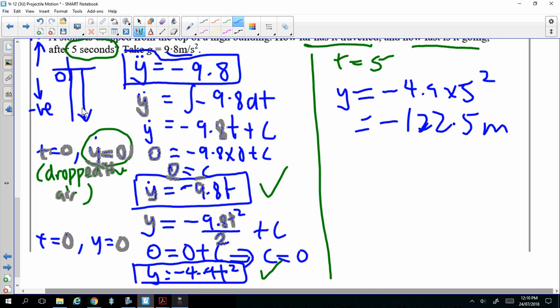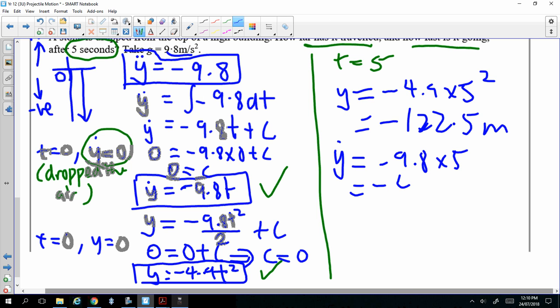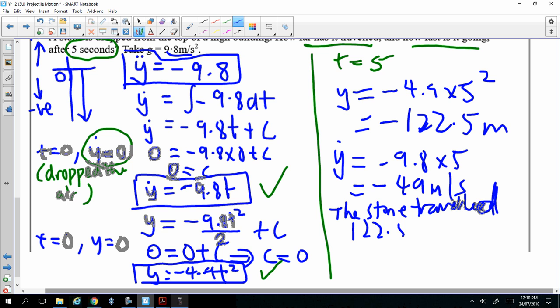Y dot will be negative 9.8 times 5, so your speed after 5 seconds will be about 50 meters per second. If you go 9.8 times 5, that will be 49. So it will be negative 49 meters per second. So what you could say is, the stone traveled a distance of 122.5 meters with speed 49 meters per second, which is pretty fast.